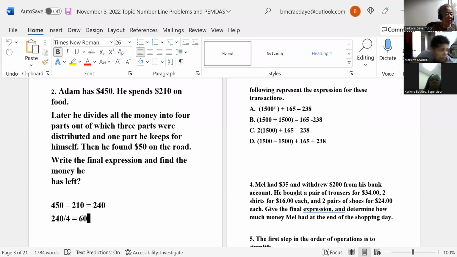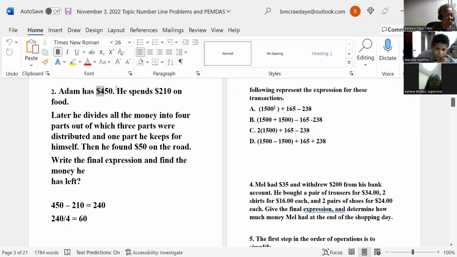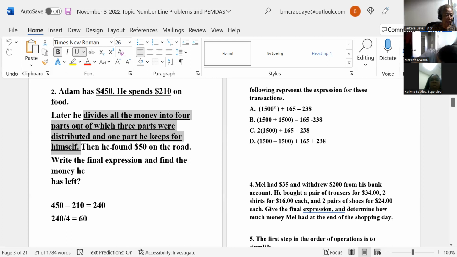Now, so he divided into 4 parts. The first part is 450 spent. He spent 210, so you did a subtraction. Perfect. And then he divided the money into 4 parts. 3 were distributed, 1 part he keeps for himself. So let's just underline that. And then he found $50.